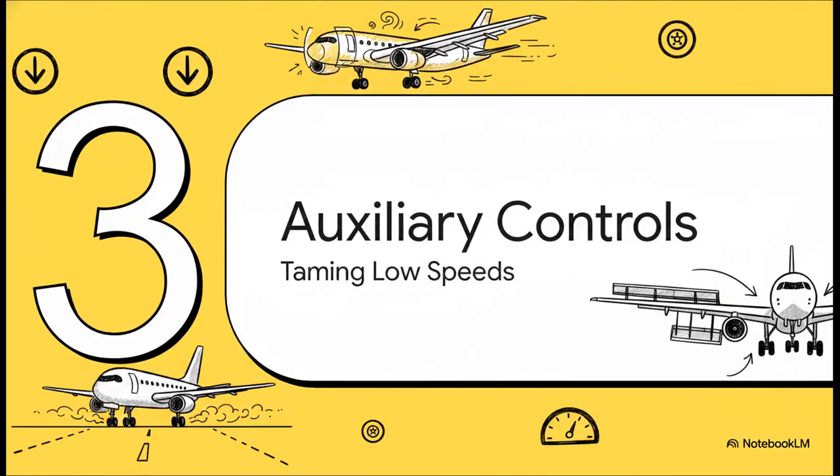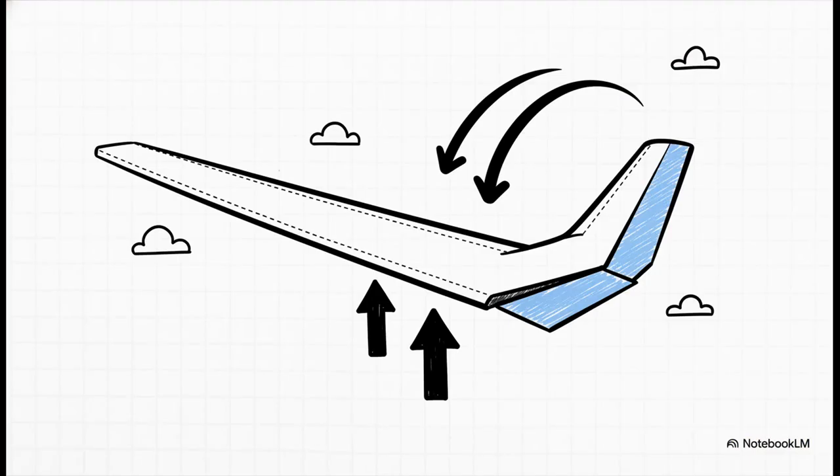All right, part 3, auxiliary flight controls, taming low speeds. Now, flying isn't just about blasting through the sky at top speed. Eventually, every plane has to come back down. And here is the massive challenge. A wing built to cruise efficiently at 600 miles per hour is absolutely terrible at producing lift at 150 miles per hour. So how on earth do we keep a heavy jet flying when it slows down to land?